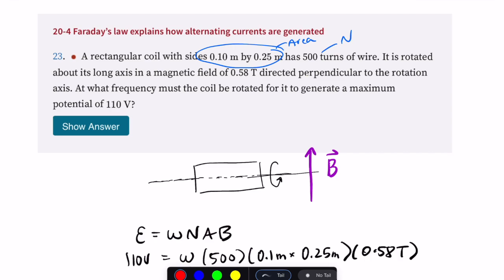So the maximum EMF is given by omega NAB. Omega is going to be the frequency that we rotate. It's a frequency because it's in radians per second. Anything per second is a frequency. So radians per second is a frequency.